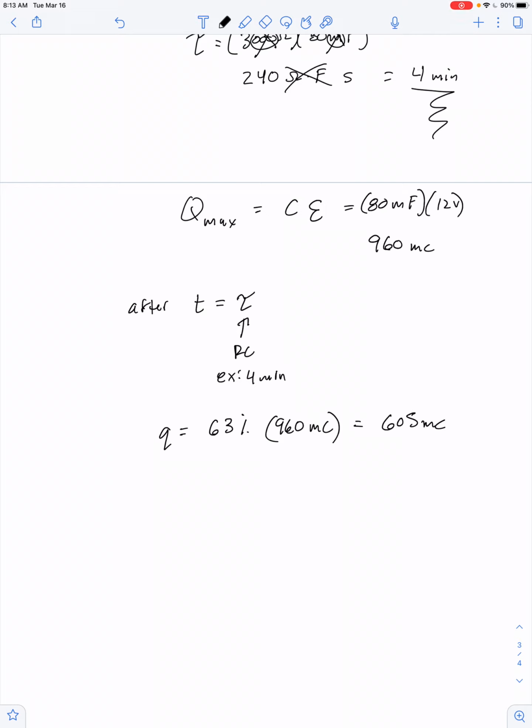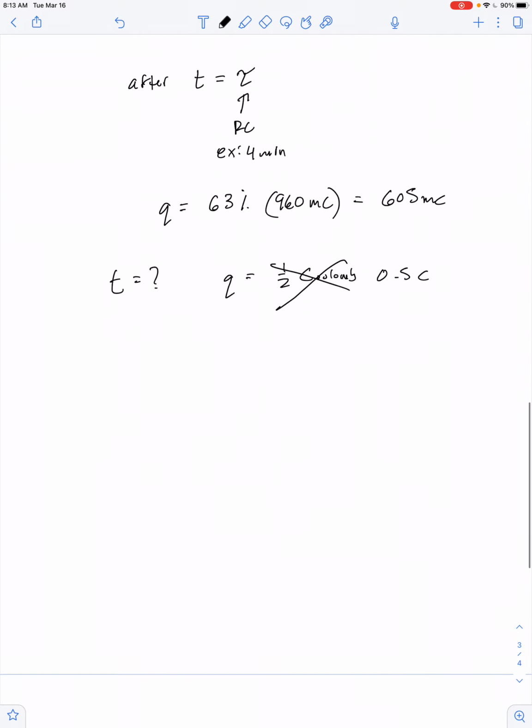So we could ask this question: how much time would it take for the charge across the capacitor to be equal to exactly 1/2 of a coulomb, or 0.5 coulombs? Well, the charge is equal to the maximum charge times the quantity 1 minus e to the negative t over tau. We derived that in a previous lesson, the lesson on charging a capacitor.